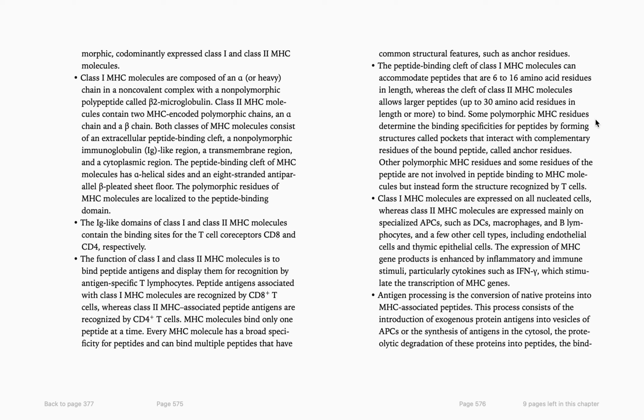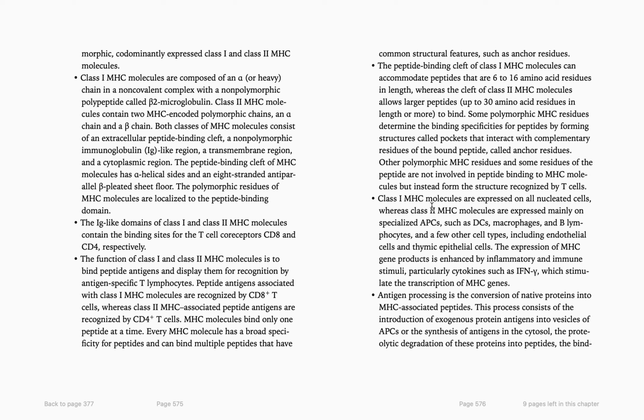Some polymorphic MHC residues determine the binding specificity for peptides by forming structures called pockets that interact with complementary residues of the bound peptide, called anchor residues. Other polymorphic MHC residues and some residues of the peptide are not involved in peptide binding to the MHC molecule, but instead form a structure recognized by T cells.